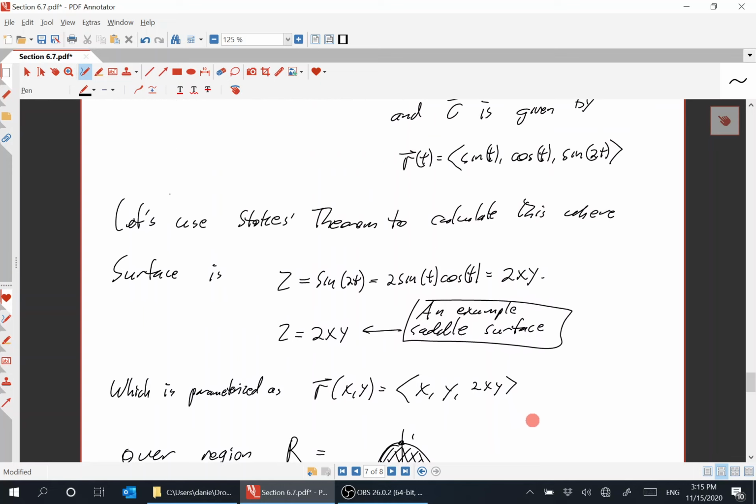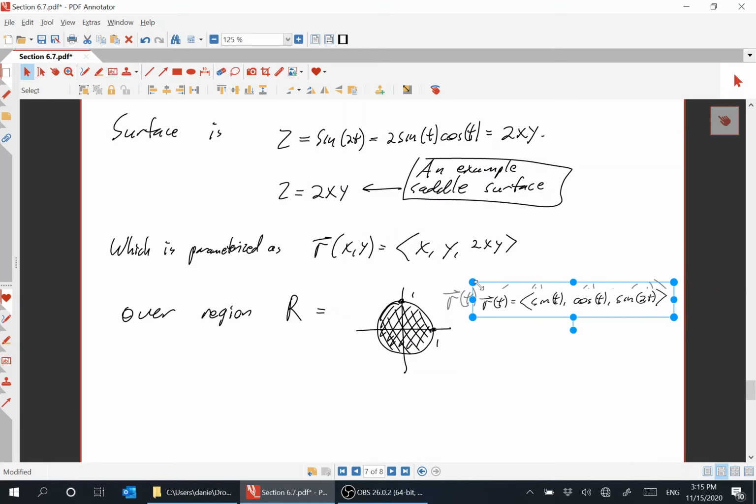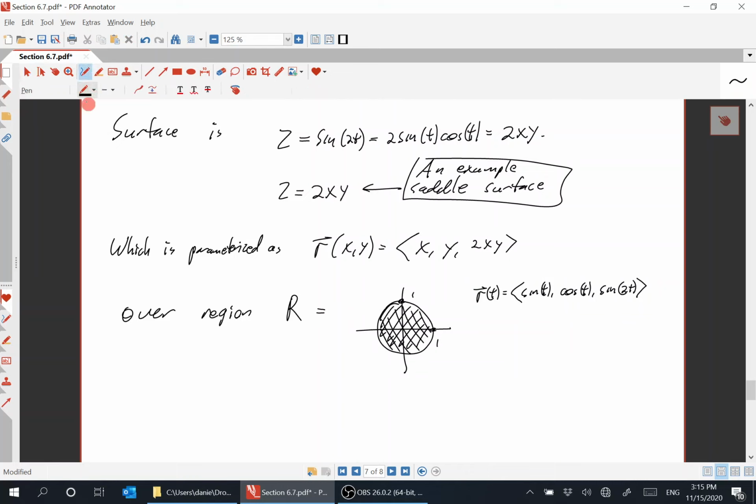Why? What's this boundary curve for the surface? r of t is sine t, cosine t, and then z is sine 2t, so x squared plus y squared equals 1, forgetting about z for the moment. So we're just over the unit circle here. It's the set of all x squared plus y squared less than or equal to 1.